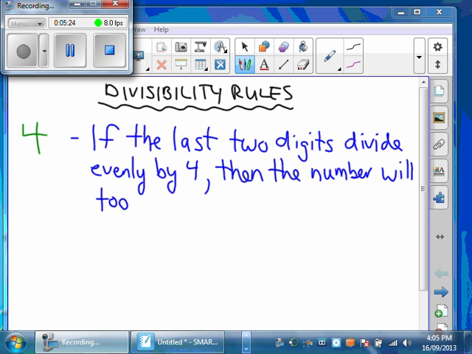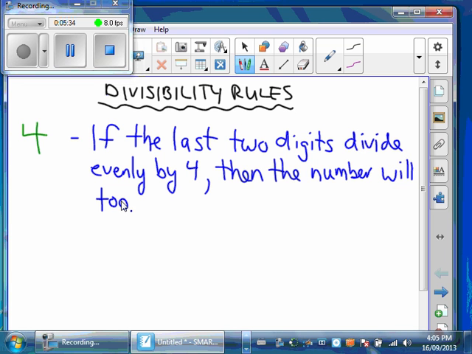All right, let's take a look at the rule of 4. 4's got a strange one as well. The rule of 4 simply states if the last 2 digits divide evenly by 4, then the number will too. Okay? There's a good reason for that. And the reason is because 4 will go into 100 perfectly even. Because we know, as we know, that will go in 25 times.